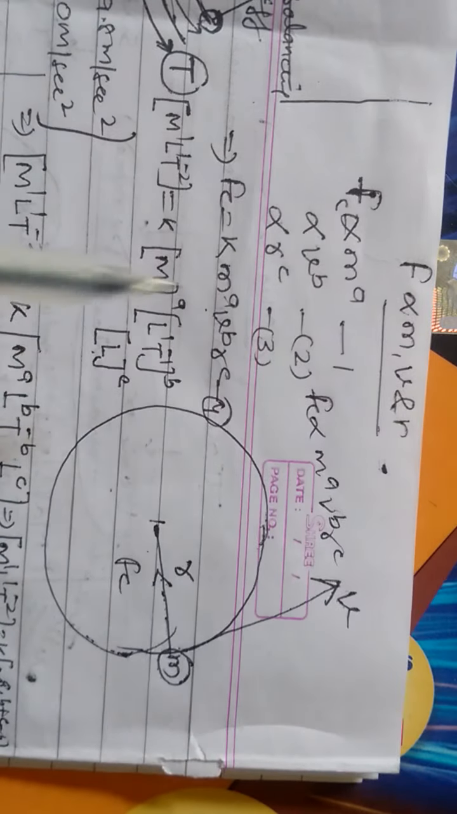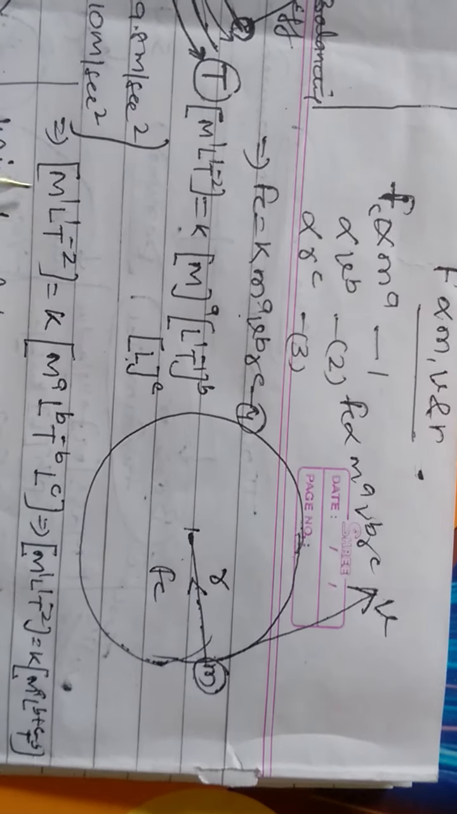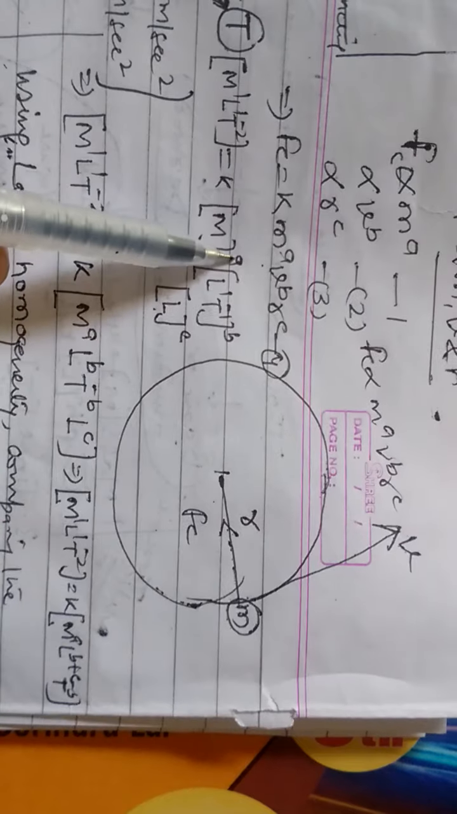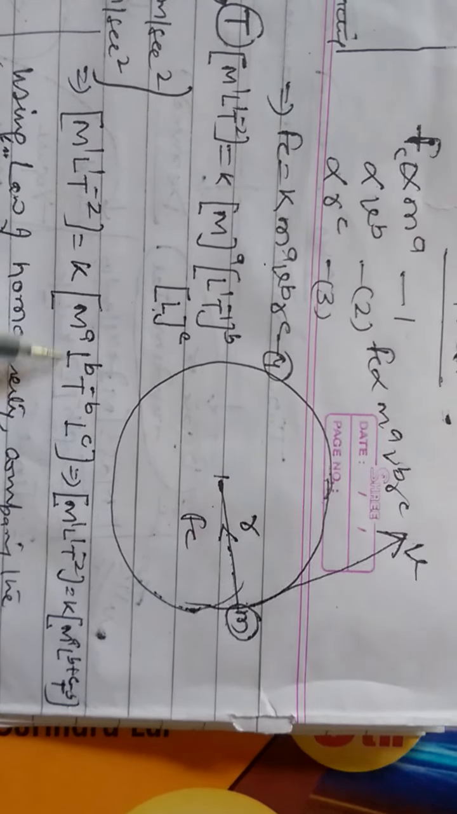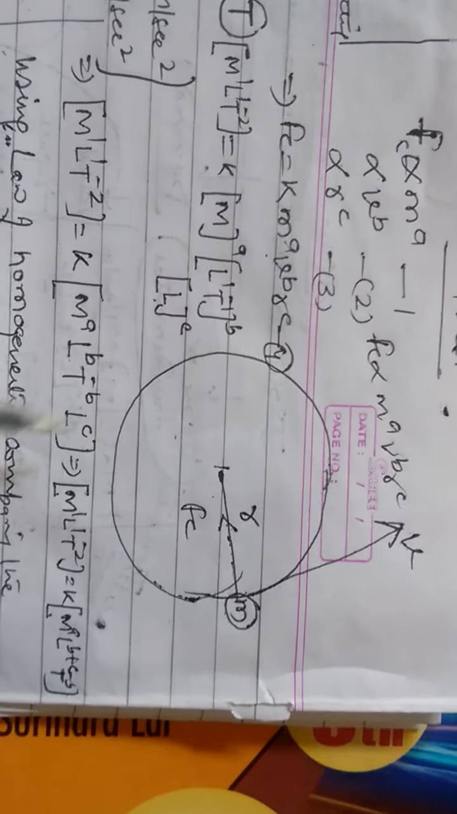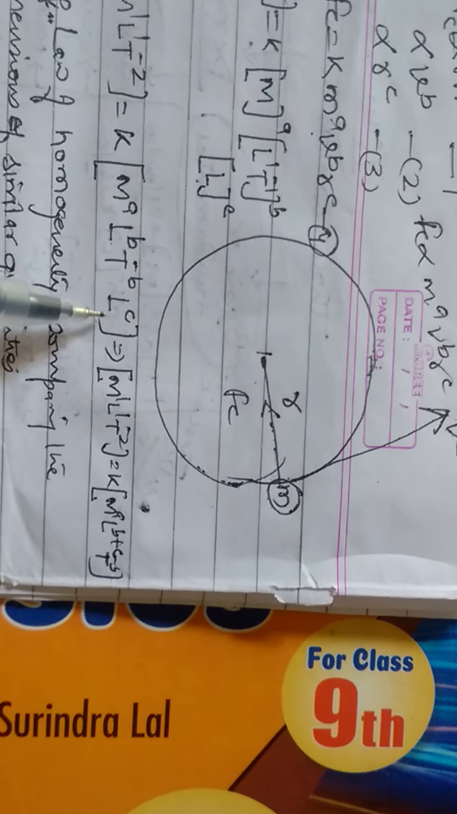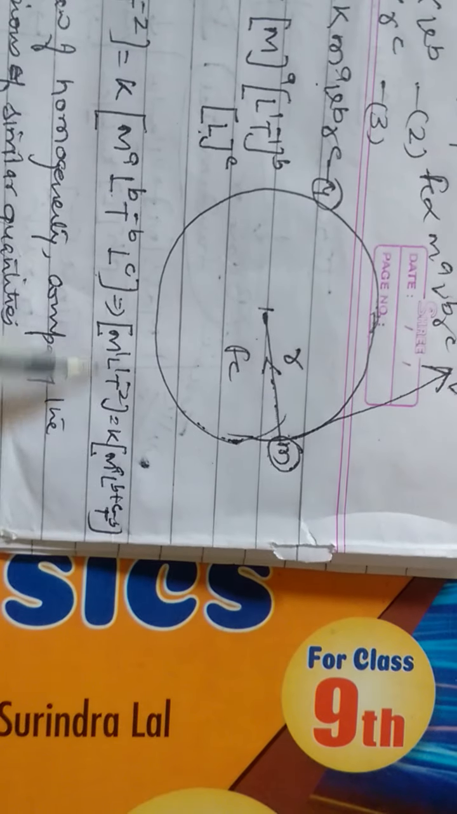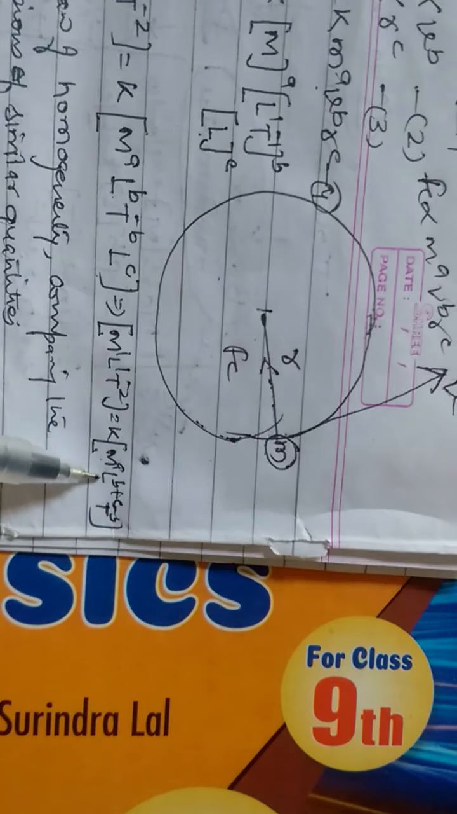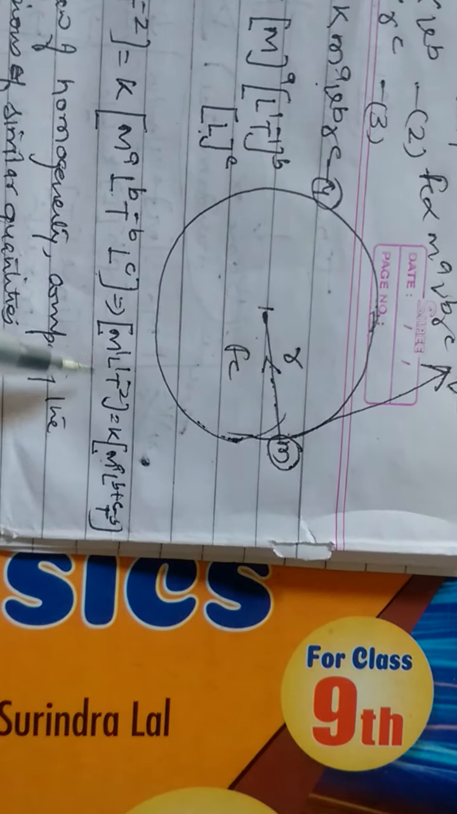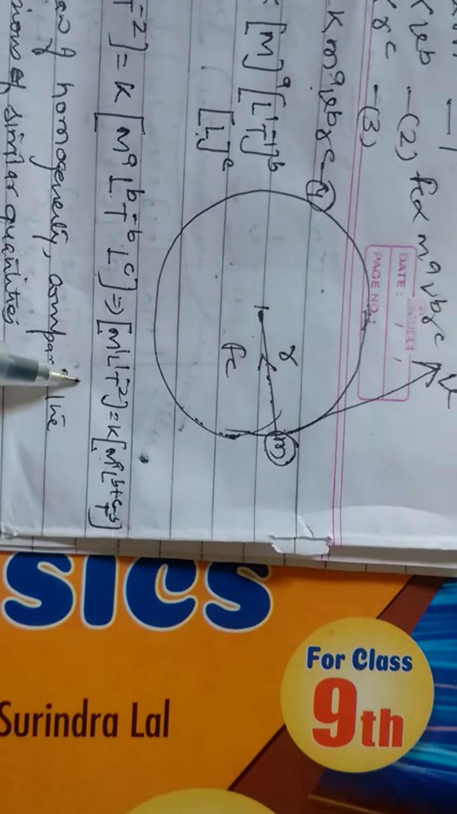So we can write here, again L1 t minus 2 is there. Ma is there, Lb t minus b is there, Lc is there. When I write all the dimensions of similar quantities, we write Lma, Lb plus c and t minus b is equal to L1 m1 L1 t minus 2.